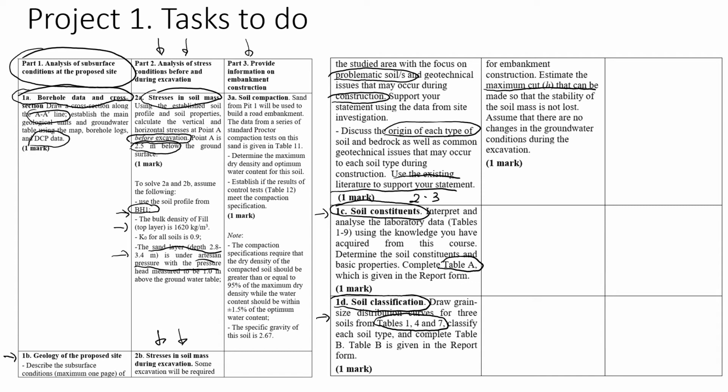And part number 3, you are given data from compaction test. So you just need to analyze the data and plot it. Again, you need to plot all your data. If you don't plot data, you're going to lose points. And then you need to decide if the compaction was well done. So this is the criteria: 95% of the maximum dry density, and water content, it's optimum water content plus minus 1.5%. So this is what you need to do for this project.